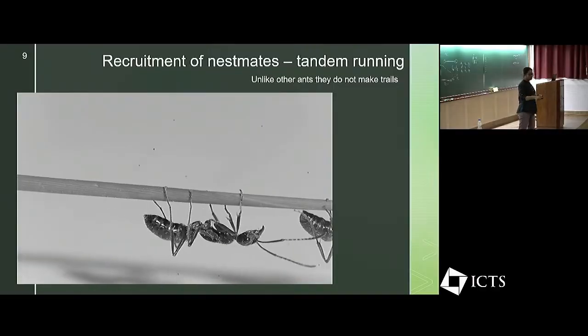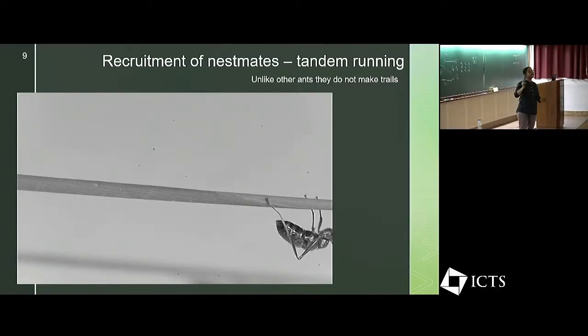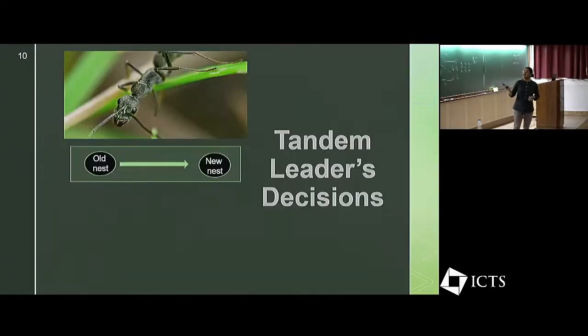All right? So there are several decisions that these tandem leaders need to make, and we will be delving into these decisions. Quality of the new nest, distance to the new nest, when to move, and if there is traffic along the way, how can this be sorted out? All right, so these are some of the decisions that these leaders need to take, and that is what we will be looking at in this afternoon's talk.